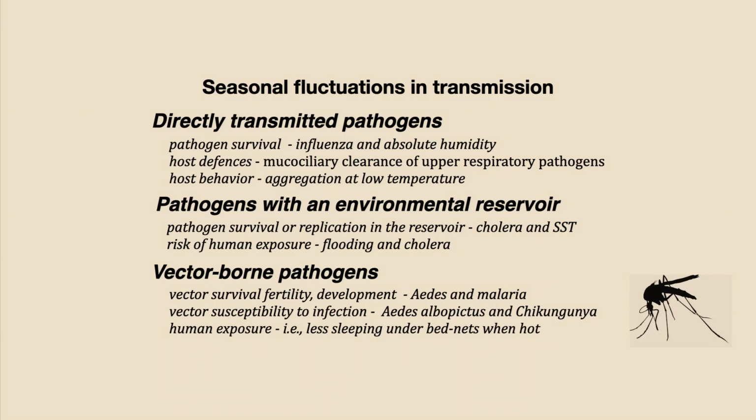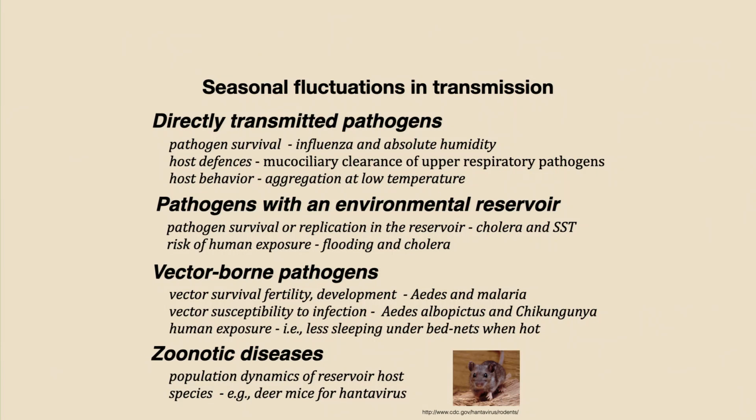Another really funky piece of human exposure is that, when it's hot, people sleep under bed nets less because it's just uncomfortable. And that can increase vector-borne transmission. And finally, it's easy to forget them, but they also matter. There are tons of zoonotic diseases that actually intersect with our populations quite a lot, like hantavirus, which you find in deer mice, and deer mice have huge seasonal cycles. Okay, so lots and lots of things can happen.